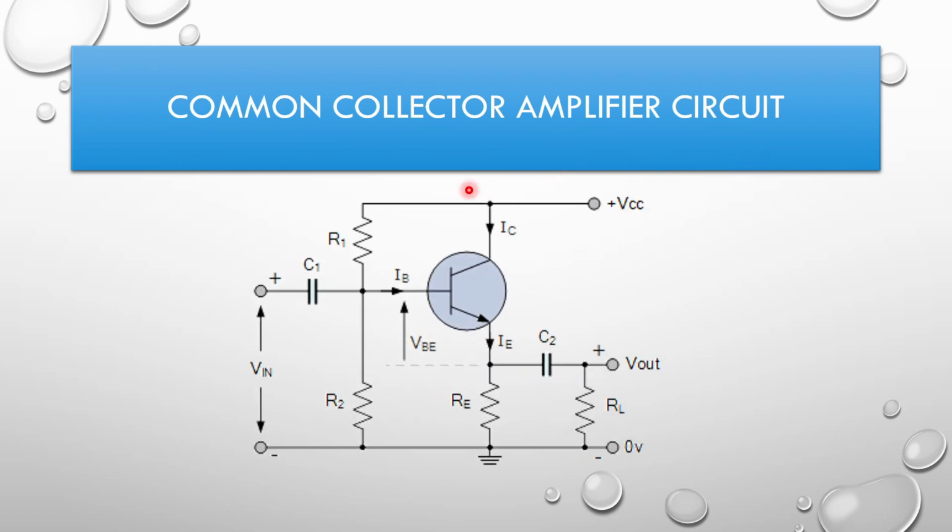So this is the common collector amplifier circuit. We have an NPN transistor, positive VCC is applied, and we have resistances R1, R2 and an emitter resistance called RE. We have a load resistance called RL. Input voltage is taken across Vin and output voltage is taken across the emitter. We have capacitors C1 and C2. So altogether this makes up the common collector amplifier circuit.